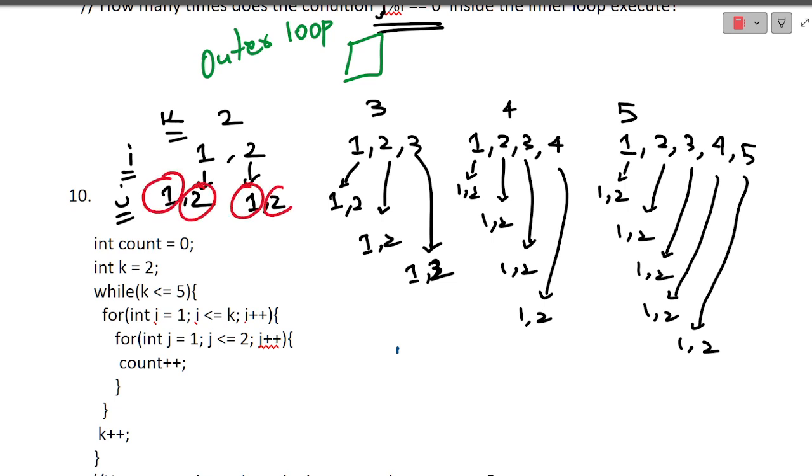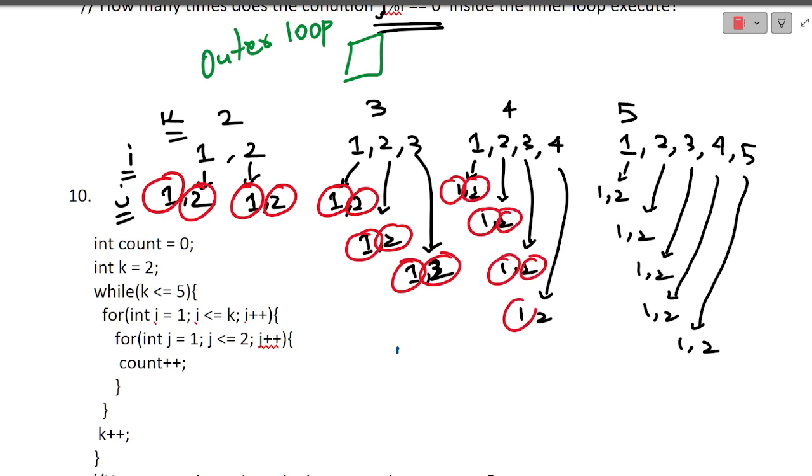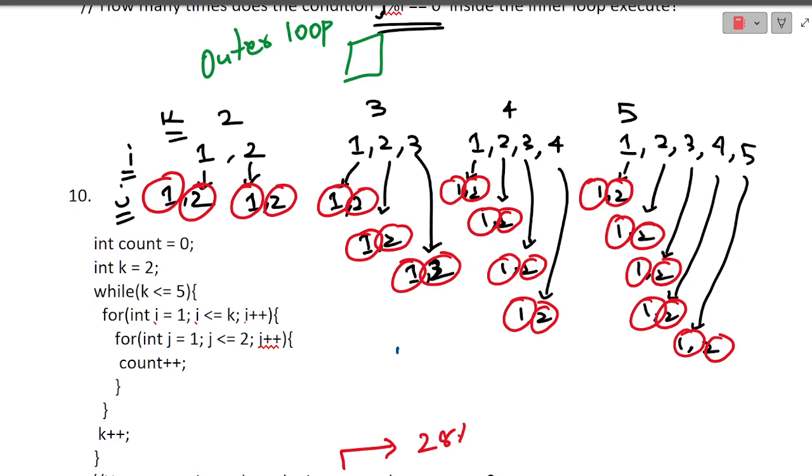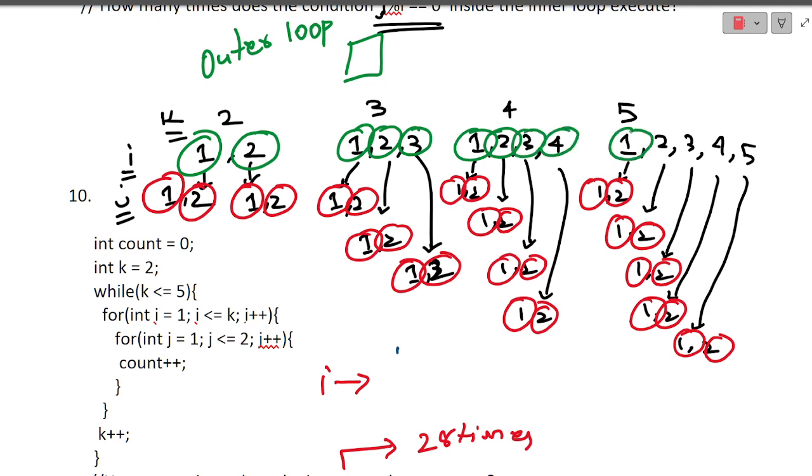1, 2, 3, 4, 5, 6, 7, 8, 9, 10, 11, 12, 13, 14, 15, 16, 17, 18, 19, 20, 21, 22, 23, 24, 25, 26, 27, 28. Okay, so my inner loop has worked 28 times. What about my I loop? Let me use a different pen. 1, 2, 3, 4, 5, 6, 7, 8, 9, 10, 11, 12, 13, 14. So my I loop has worked 14 times.